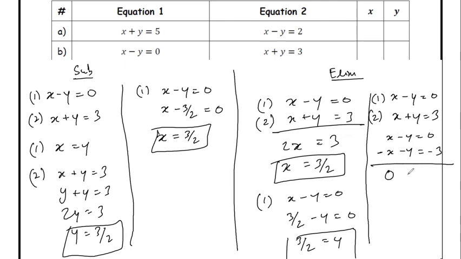So this cancels out. You get -2y is equal to -3. So y is equal to 3 by 2. Negative, negative cancels as here. And then when you substitute, you know x is equal to y, and you'll get the same answer as x is equal to 3 by 2.